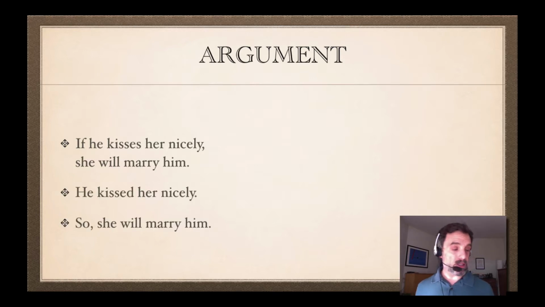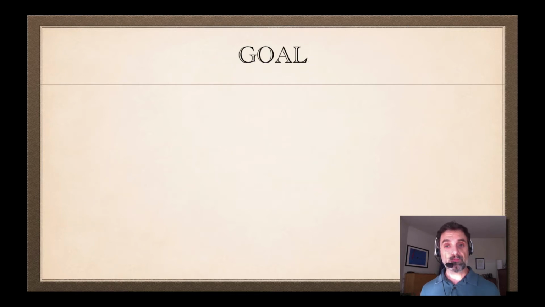And we were able to symbolize that, to translate that into our formal language. And how did we do that? Well, we said the first is a conditional. It's P arrow Q, where he kisses her nicely is symbolized by P, and she will marry him is symbolized by Q. That means the second premise is just P, and the conclusion is Q, and we use the triple dot symbol, the therefore symbol, to mark the conclusion. That tells us in our formal language that Q is the conclusion of the argument. And if P then Q, and P are our premises.